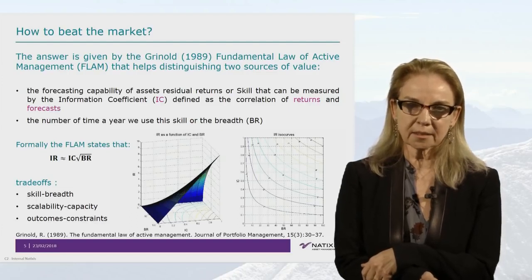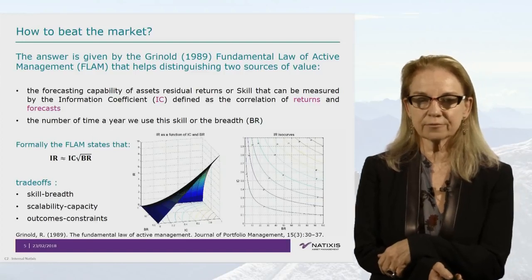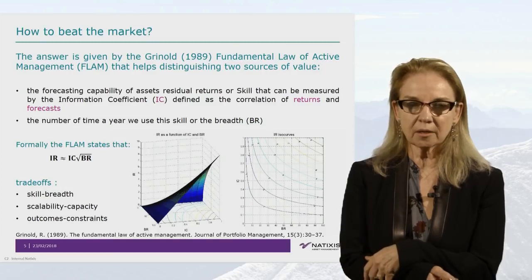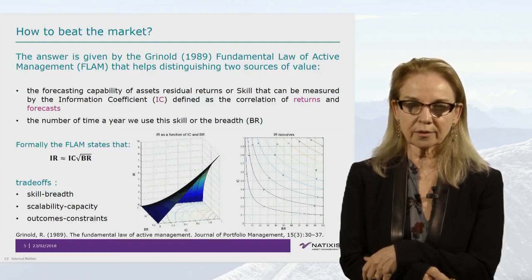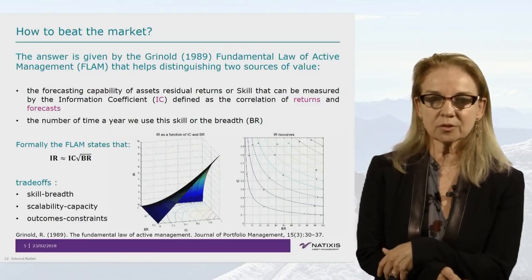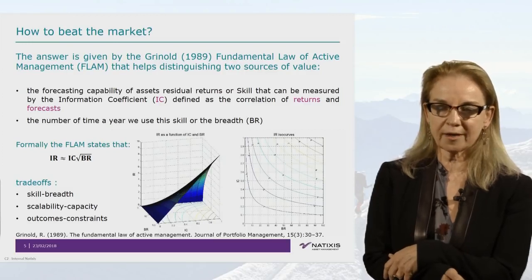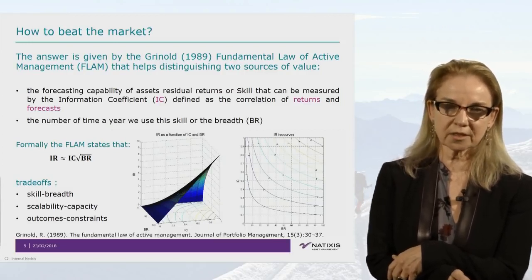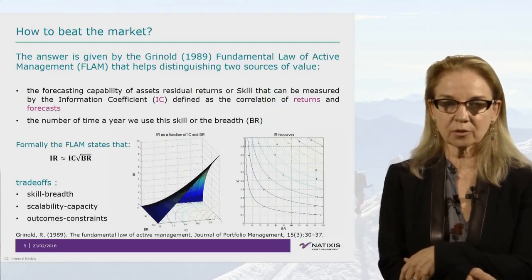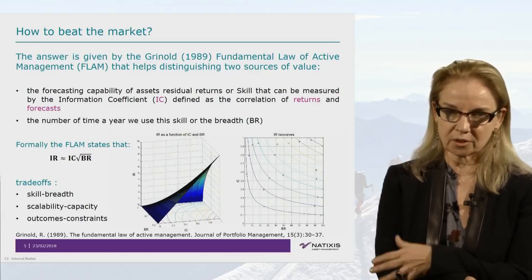The fundamental law of active management states that, in fact, the information ratio that we were speaking about is almost equal to the information coefficient, the skill, times the square root of the breadth. And so you can see that we will have some trade-offs, because you will have a trade-off between the skill and the breadth, because the more you use a strategy, the less skilled you are about this strategy in general.